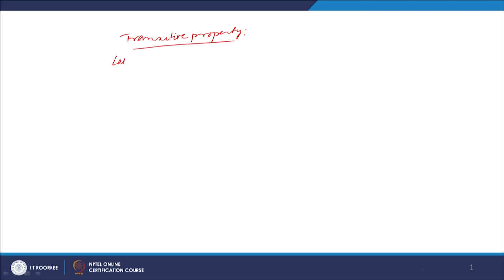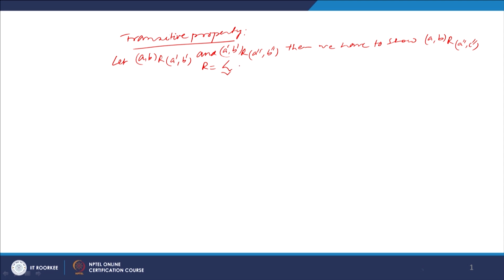Okay, so let us say (A, B) is related to (A', B'), and (A', B') is related to (A'', B''). Then we have to show that (A, B) is related to (A'', B''), where the relation R is this precedes in A cross B.